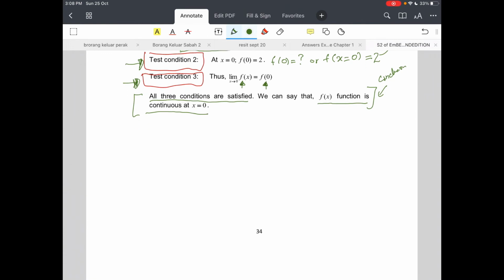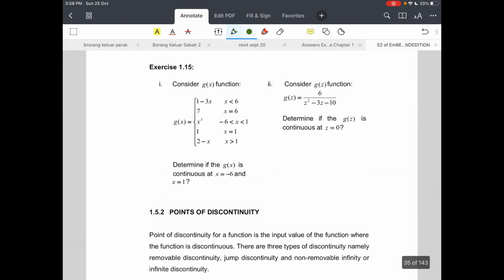Okay. Is that clear? If that's clear, we may probably go to exercise 1.1. Now let's see some examples here. Exercise 1.15. We try to do question 1 Roman. Consider the g(x) function. So the g(x) function is here, and we have so many functions. This is a piecewise function. So this is function number 1, function number 2, 3, 4, and 5.